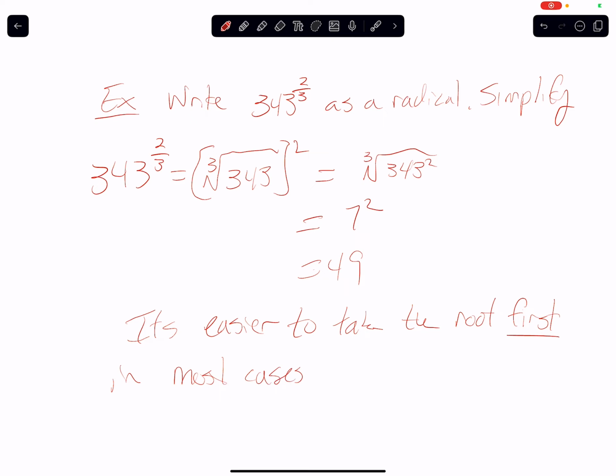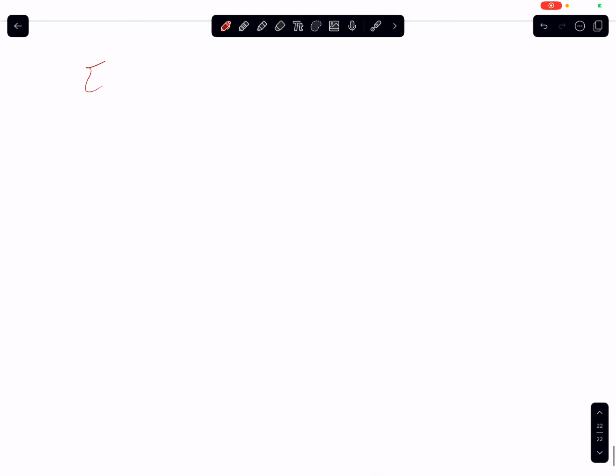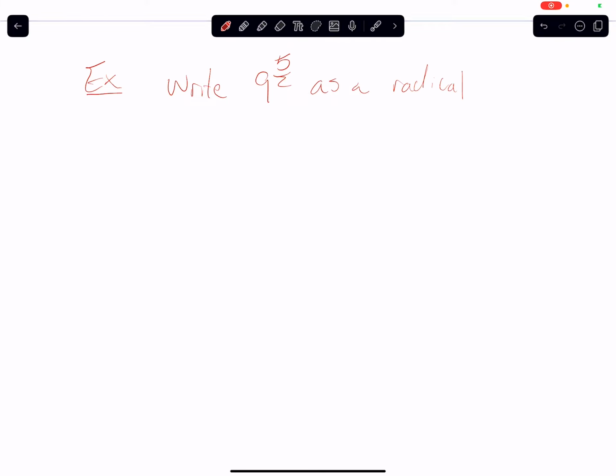Okay, let's try another example. We want to write 9 to the 5/2 power as a radical. Again, we know what the root is by looking at the denominator, which is 2. We could leave that off since it is there, but then we can take the 9 as the base in there and raise the whole thing to the 5th power. We generally want to take the root first. What is the square root of 9? Well, that's just 3 raised to the 5th power.